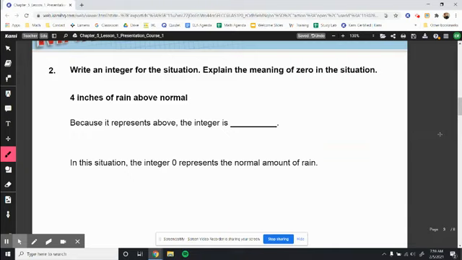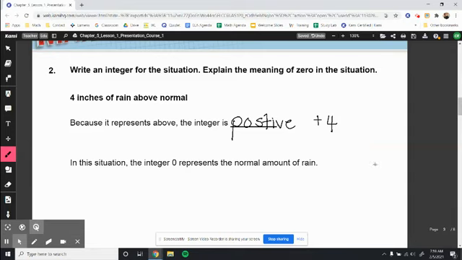Example 2, keep scrolling down. It says write an integer for the situation. Explain the meaning of 0 in the situation. 4 inches above normal. When we are thinking above, we are going to think positive integers. Because it represents above, the integer is going to be positive, so it is plus 4. And in the situation, the integer 0 represents the normal amount of rain.